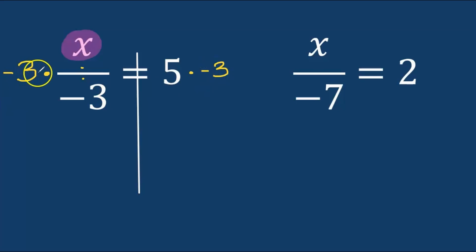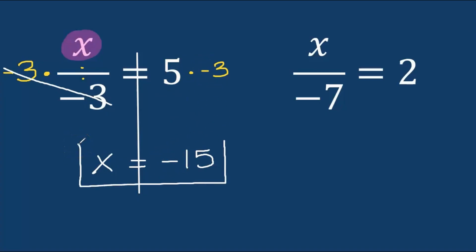So negative 3 times the division of negative 3 cancel each other out, right? Negative 3 divided by negative 3 is 1. So now we have a single x. 5 times 3 is 15. And a positive times a negative is a negative. So our answer in this case is negative 15.